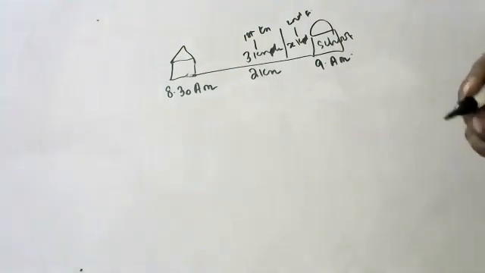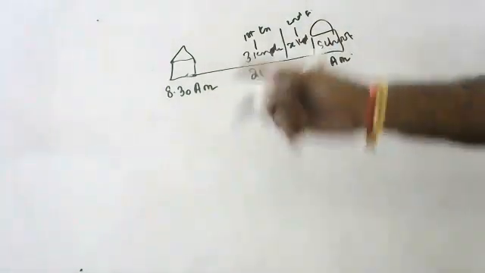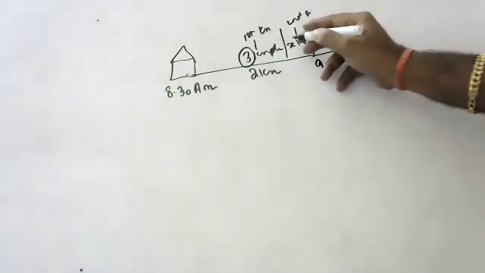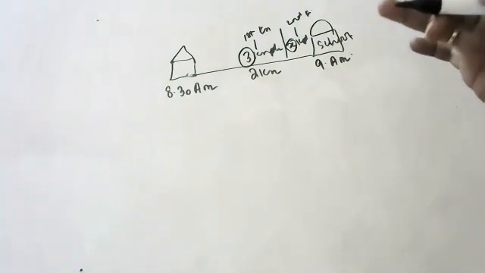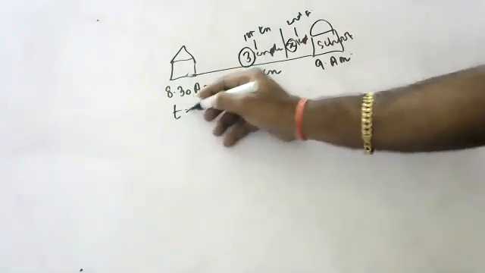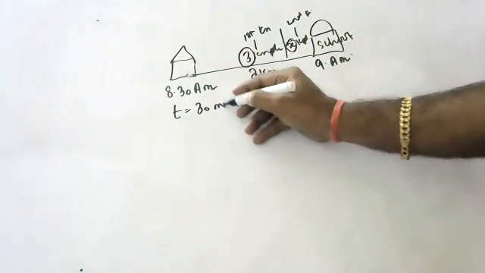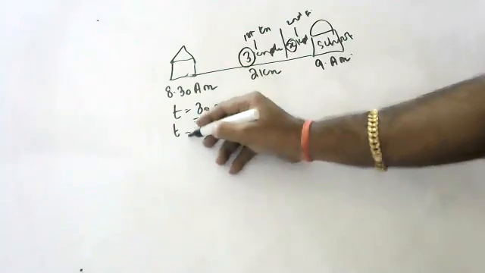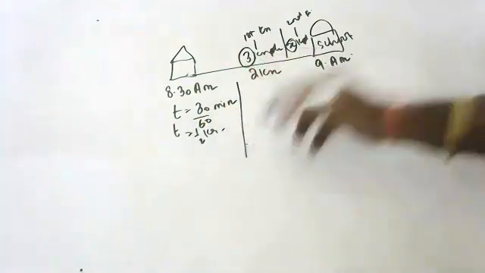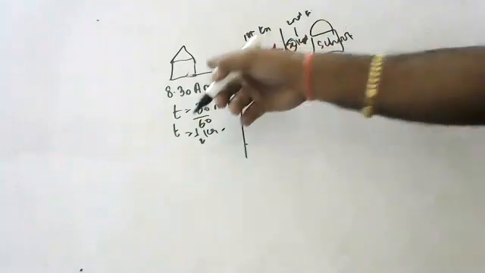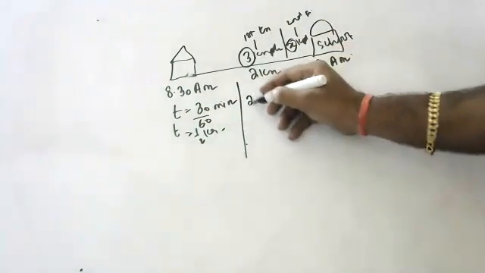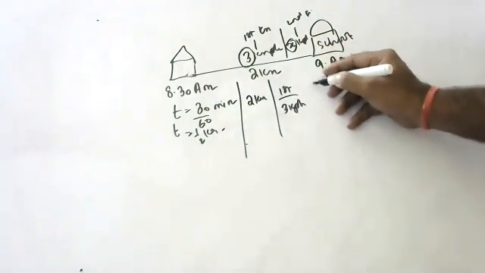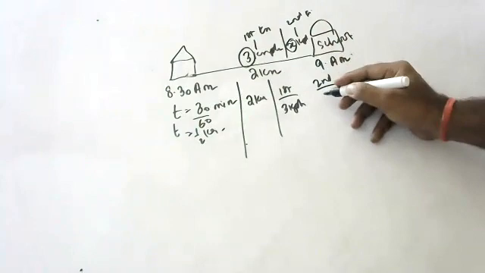Did you understand now? Exactly in 30 minutes he should reach. In the first kilometer he walked with a speed of 3 kmph. In the second kilometer, with how much speed should he walk so that he will reach in time? Anyway, what is the time? 30 minutes, which is 30 by 60, half an hour. So what is the total distance? 2 kilometers. First kilometer, with what speed is he going? 3 kmph. Second kilometer, with what speed should he go?